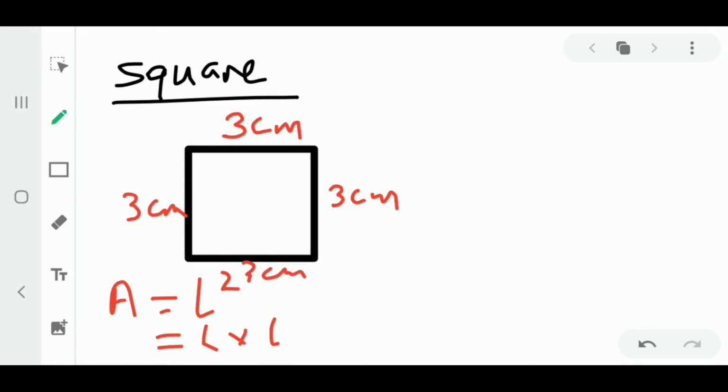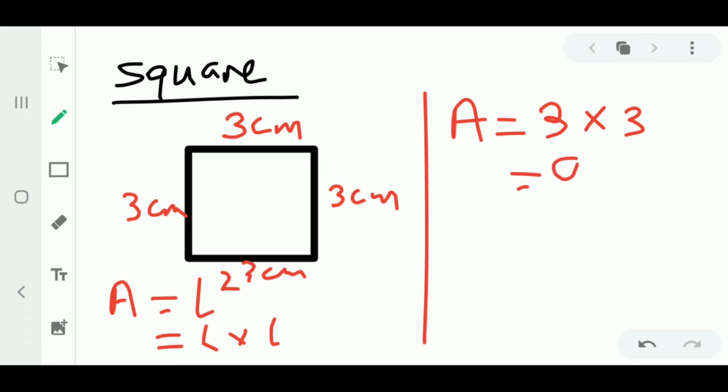Now remember, we only need two sides, so with the formula, all we would do is say 3 times 3, which gives us 9 centimeters squared. And that's basically all there is to solving the area of a square. Now let's try and find the area of a rectangle.